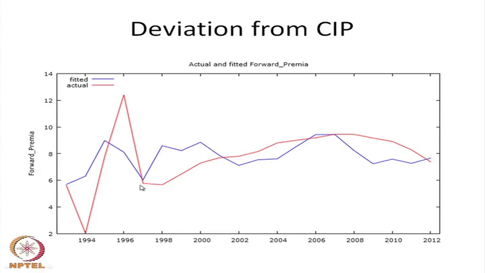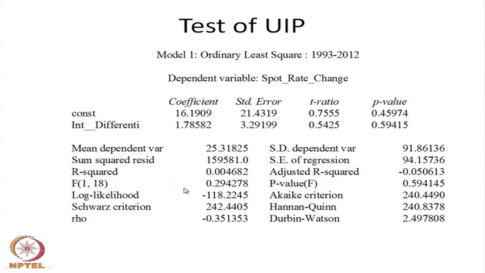I have tested the same thing for uncovered interest parity. Here, the dependent variable is the spot exchange rate change between the Indian rupee and the US dollar, and it should be a function of the interest rate differential, that is, how much the spot rate should change given how much interest rate differentials are available.